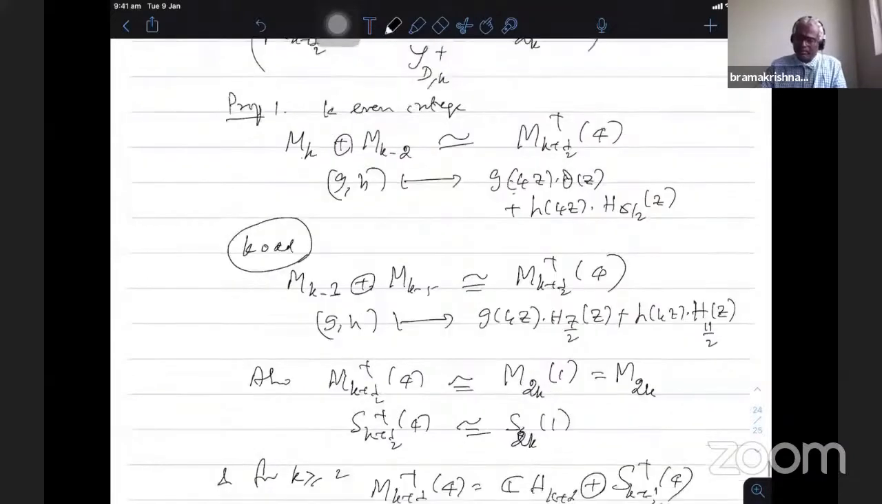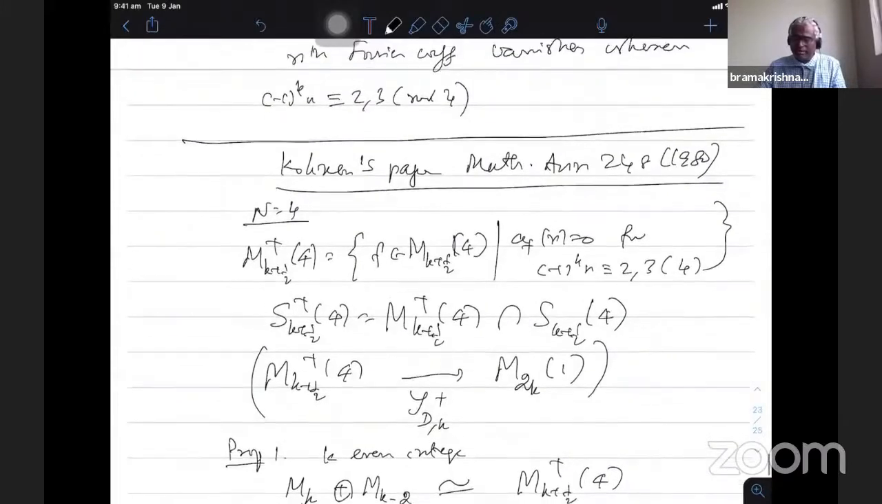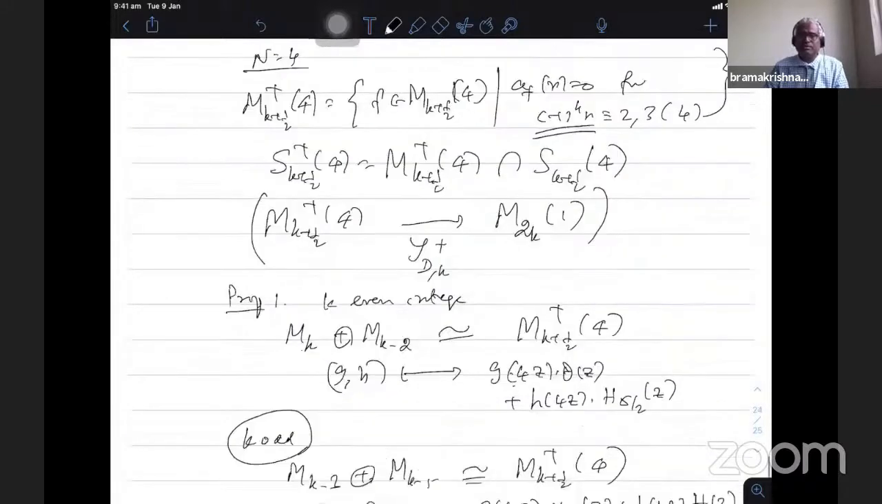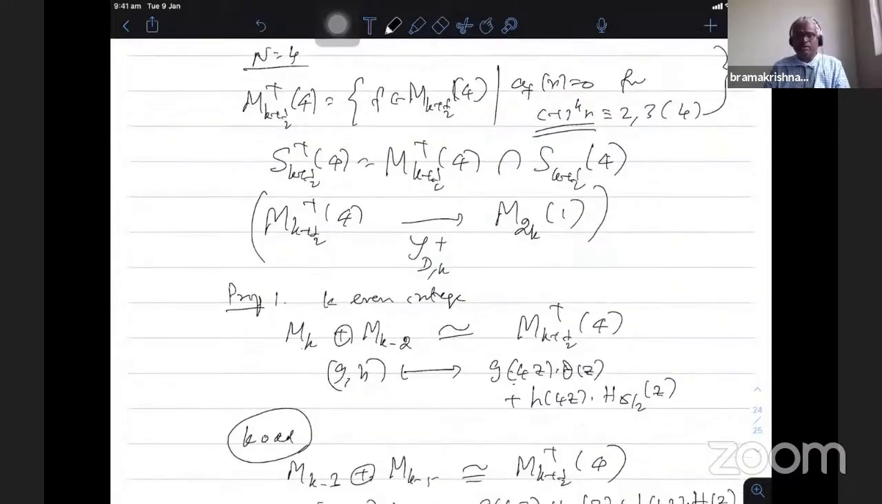When I put this condition, yes, (-1)^k n: when K is even, n is 2 or 3 mod 4. Otherwise, when it is odd, it is 2 or 1 mod 4. Therefore, it is not always 0 or 1 mod 4 that survives, depending on K. So this condition is crucial. So therefore, the space is completely different. Fourier expansion is different depending on the parity of K.